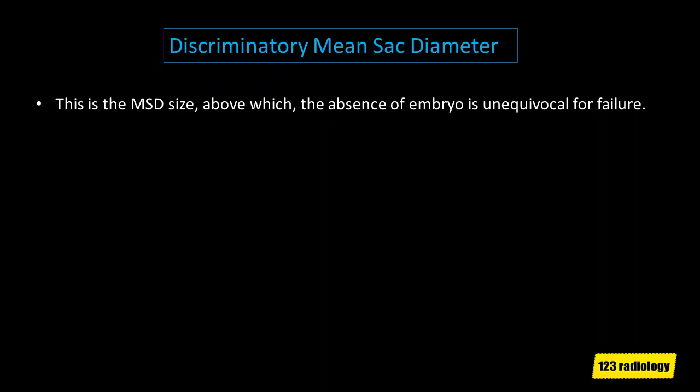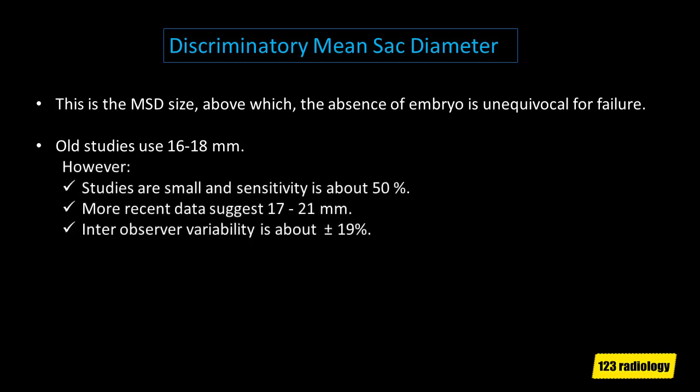Discriminatory mean sac diameter. This is the mean sac diameter size, above which the absence of an embryo is unequivocal for failure. Some studies use 16 millimeters and others use 18 millimeters. However, these studies are small, and sensitivity is about 50%. And more recent data suggest up to 21 millimeters with inter-observer variability of about 19%.